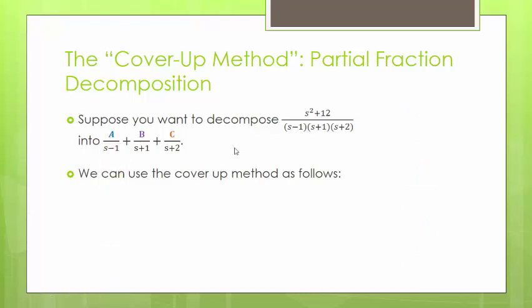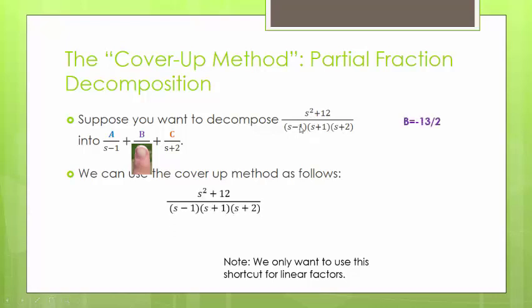For b over s plus 1, you'll cover up s plus 1, plug in the 0 of that, which is negative 1, into every other term. So for this one, negative 1 squared would be 1. I'll have 13 over, here would be negative 2, and here would be 2 minus 1, so positive 1. So I said 13 over negative 2. That tells me b is negative 13 halves. C, I will cover up s plus 2, plug in the 0, negative 2. I'll have negative 2 squared would be 4, 16 over, here I'll have a negative 3, here I'll have a negative 1, so 3. So I said 16 over 3, and you'll get 16 thirds for C.